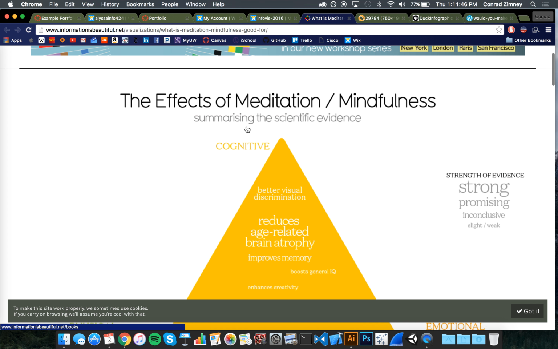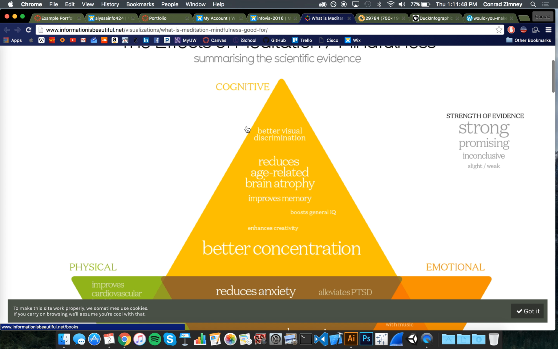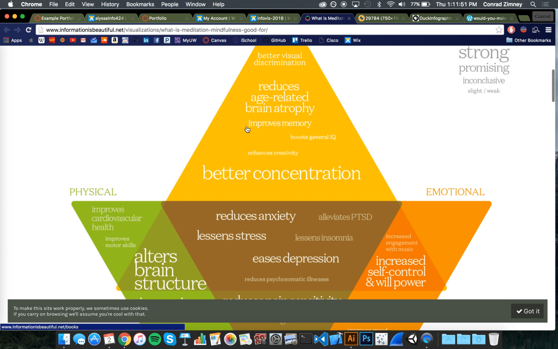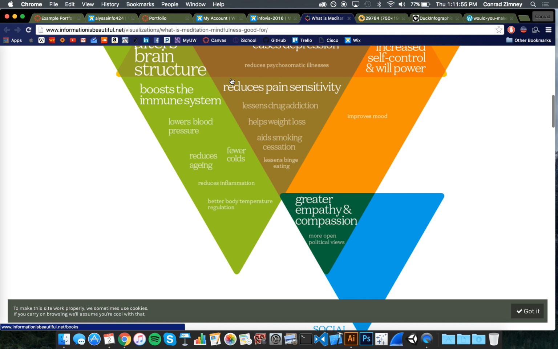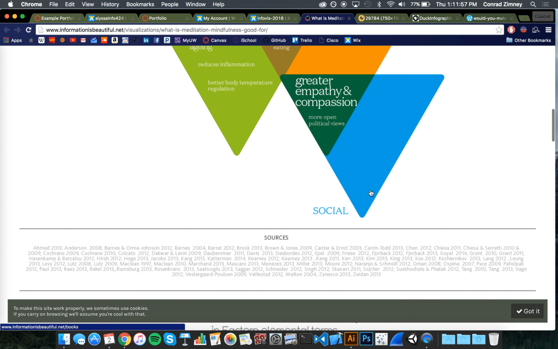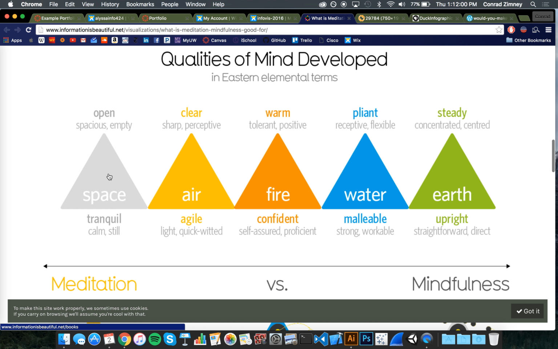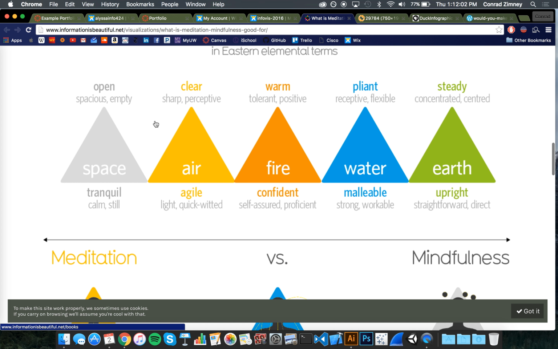Here's my color model from Information is Beautiful on the effects of meditation. Here's a pretty good example of the color palettes I've been using with the green, brown, orange, and blue, as well as this gray, and then clearly this is on a white background.